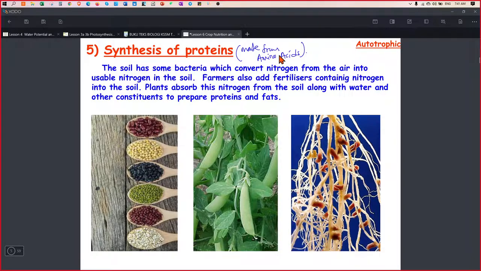There are 20 amino acids. I think 8 amino acids are called the essential amino acids, essential because our bodies cannot make these amino acids. We have to obtain them from plants. But the plants can pretty much survive on their own, because they have the ability to absorb nitrogen, which is the element utilized a lot in making proteins.